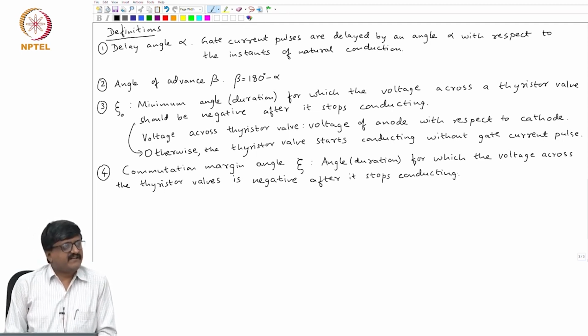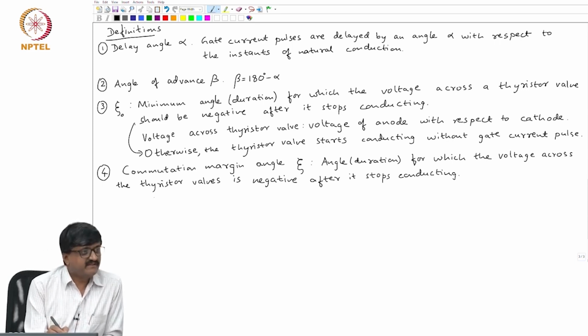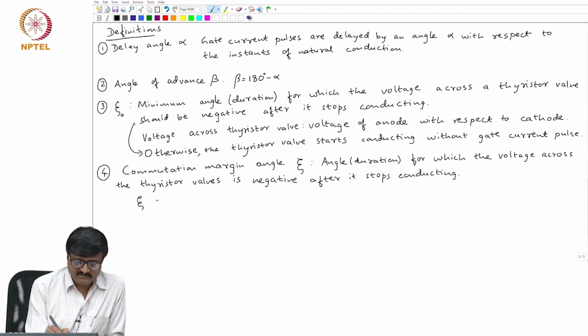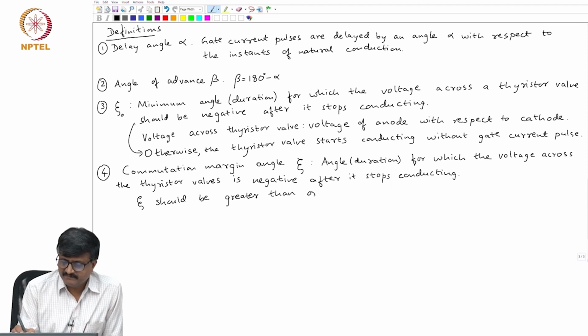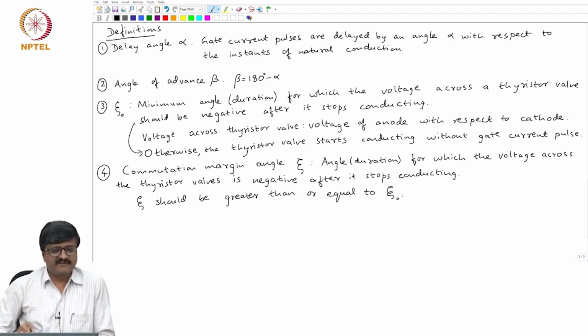Psi naught is actually the minimum value that is required. Psi is the actual value. So, psi can be less than psi naught, equal to psi naught, or greater than psi naught. Psi should be greater than or equal to psi naught. So, we will keep these definitions in mind.